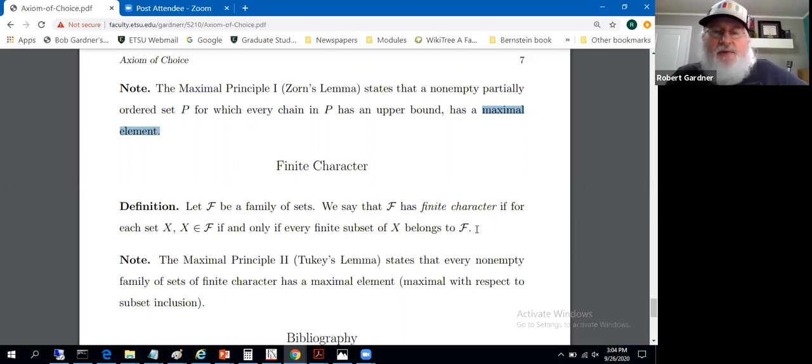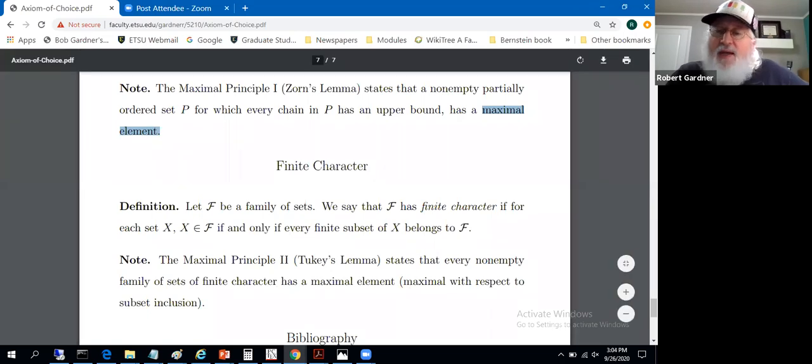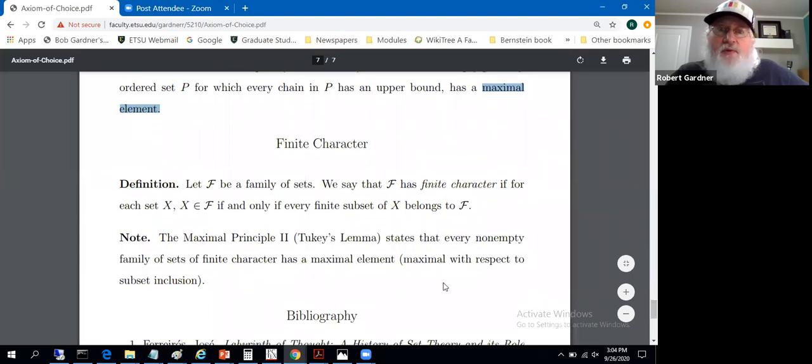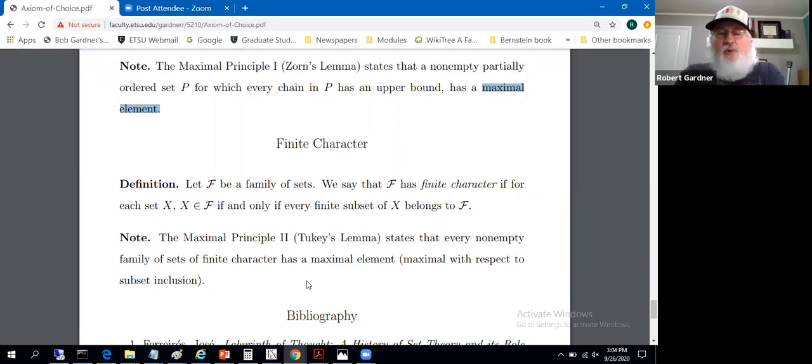That's finite character. The Maximal Principle 2, Tukey's lemma, states that every non-empty family of sets of finite character has a maximal element, maximal with respect to subset inclusion. So I'm in no position to prove that those three principles, as we call them, are equivalent to the axiom of choice. But you know, the maximal principles 1 and 2 sound a little bit alike, so it's not a surprising claim that they're logically equivalent.